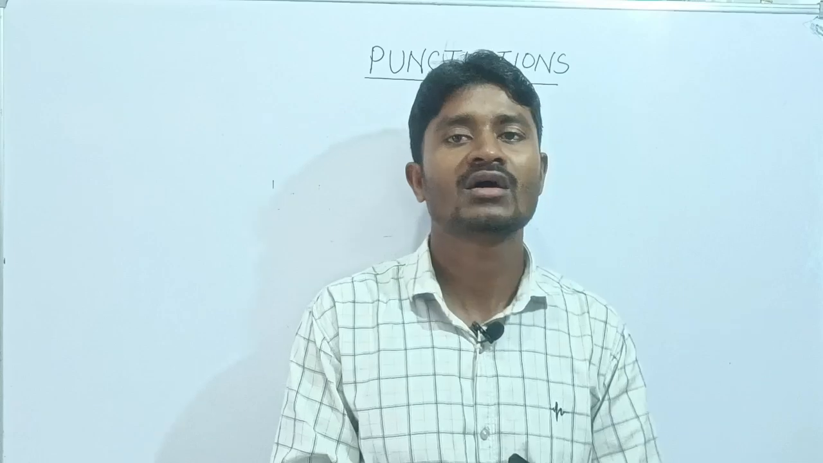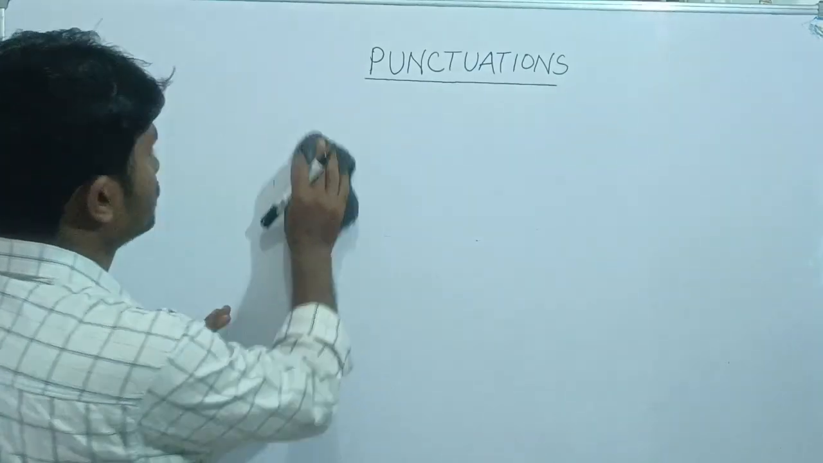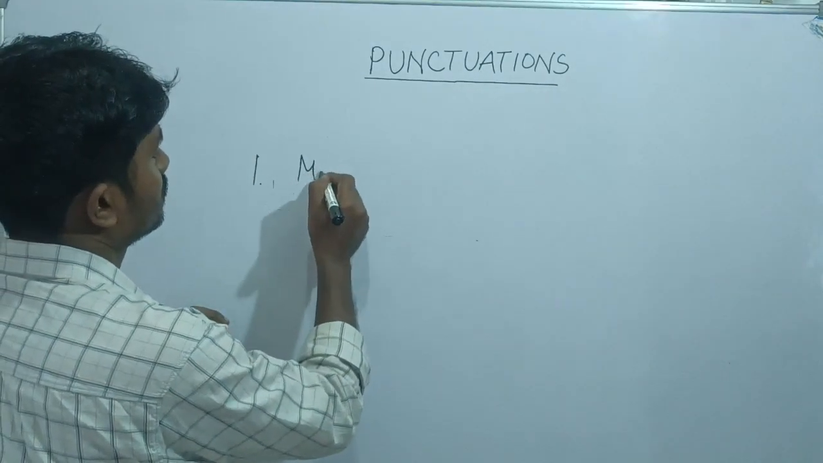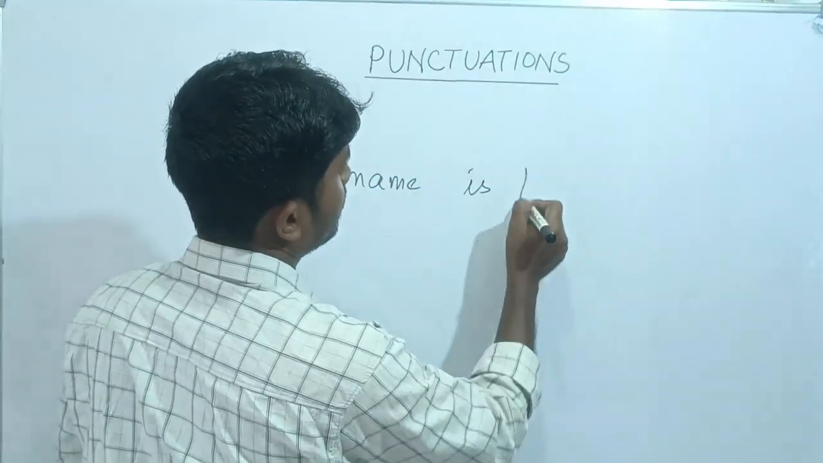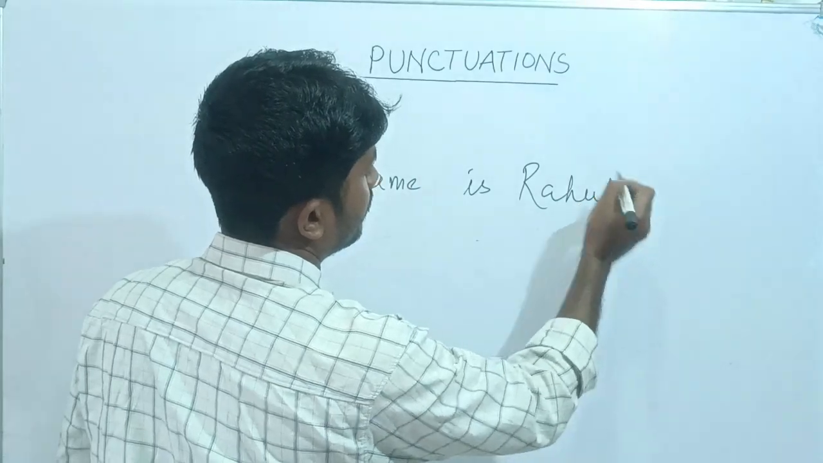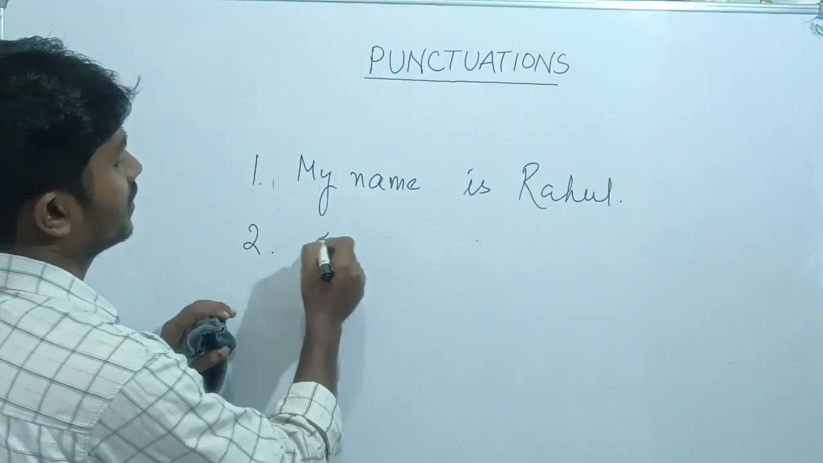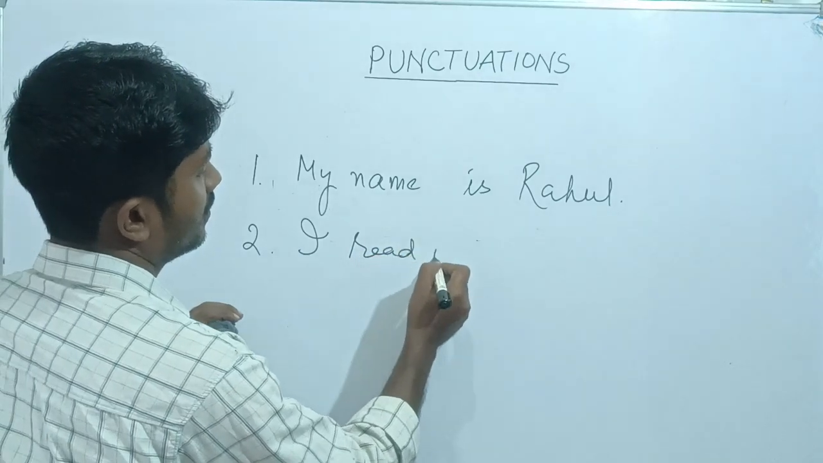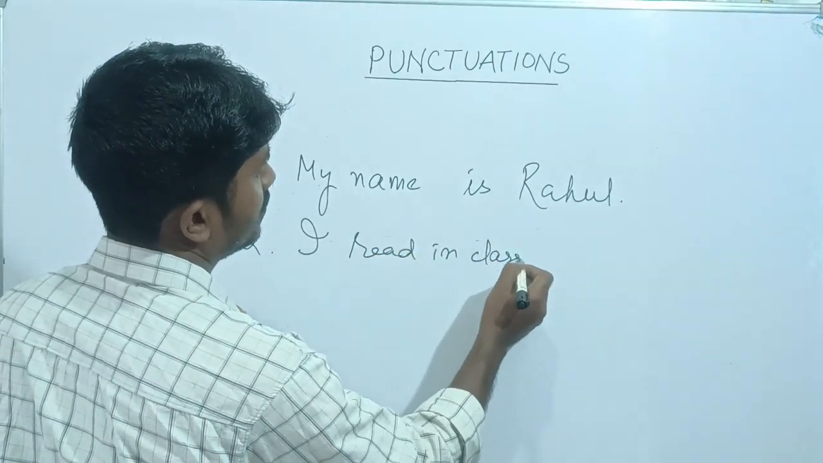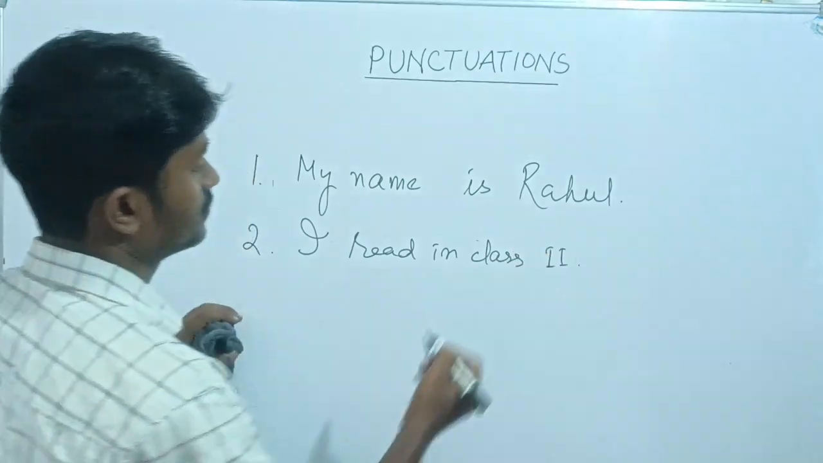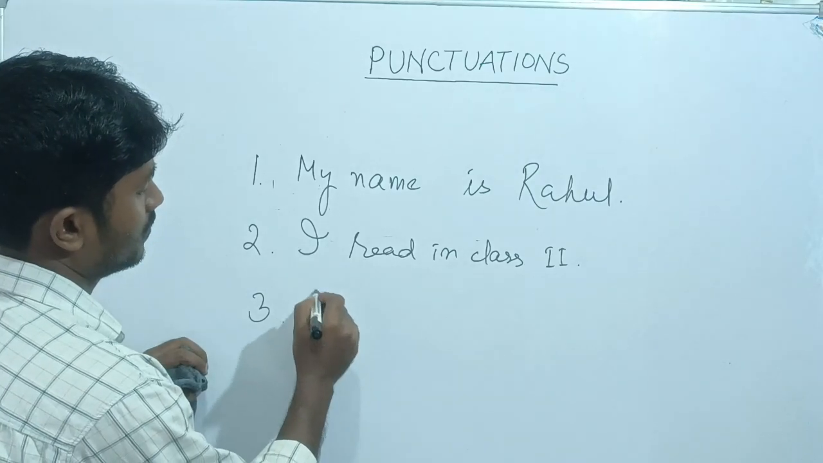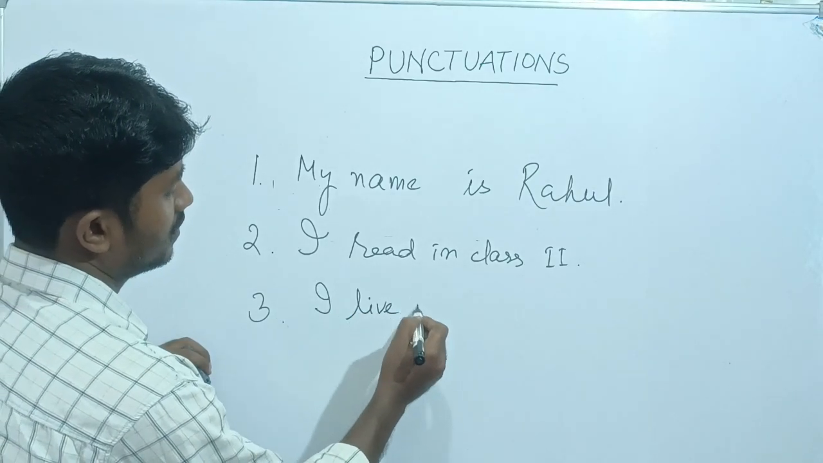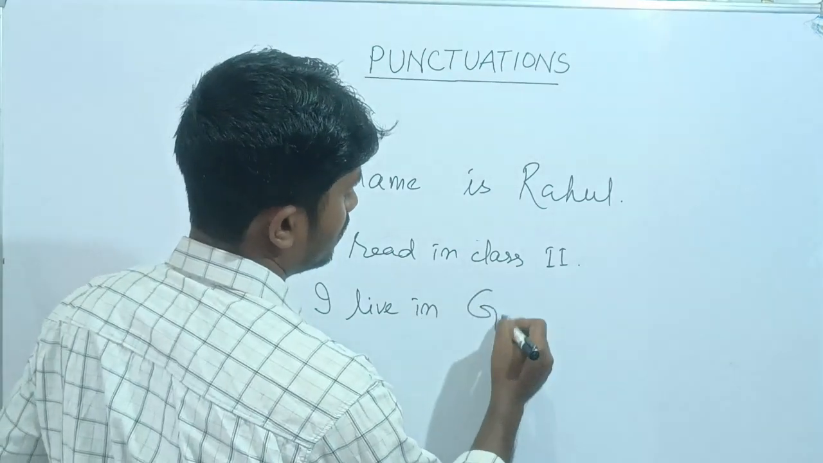So let's see some examples of the use of full stop. For example, number 1, my name is Rahul. Number 2, I read in class 2. Number 3, I live in Guwahati.